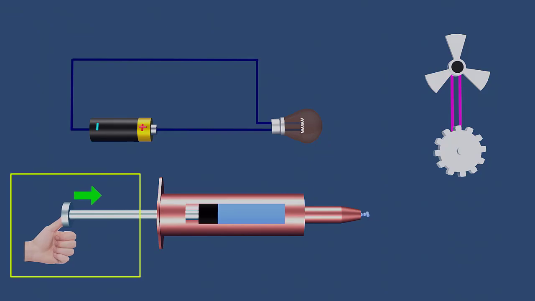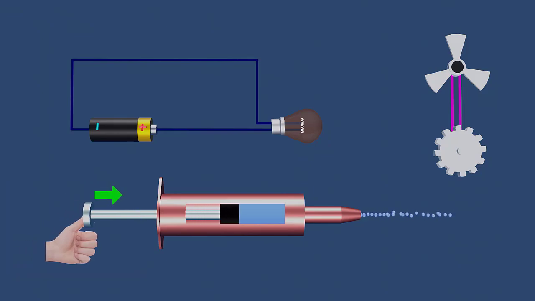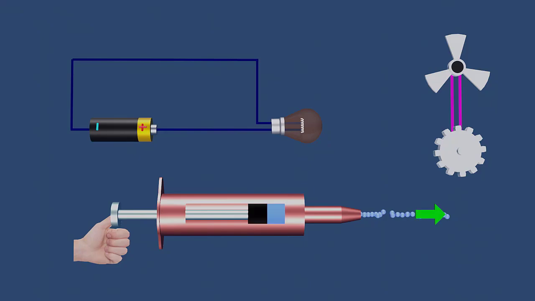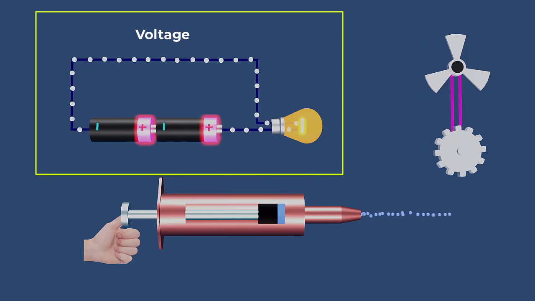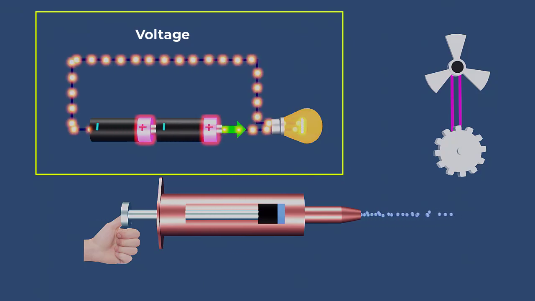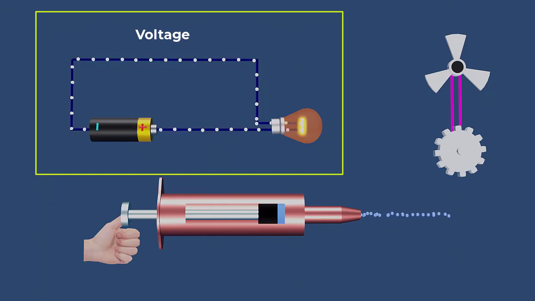The force or pressure you apply to the plunger acts as the voltage. The harder you push, the greater the pressure, and the faster the fluid flows through the syringe. Similarly, in an electrical circuit, voltage acts like the electrical pressure that pushes electric charges through a conductor. The higher the voltage, the stronger the push and the higher the flow of charges.